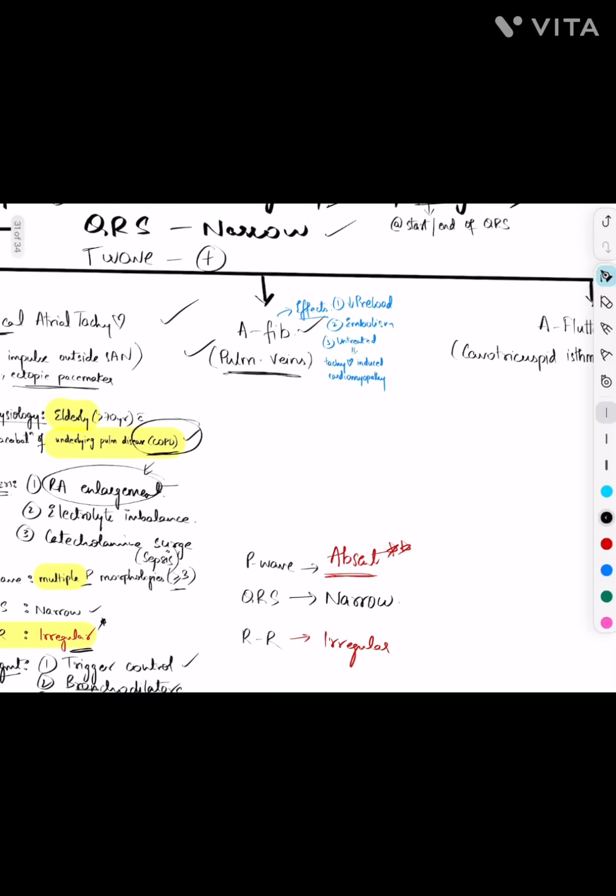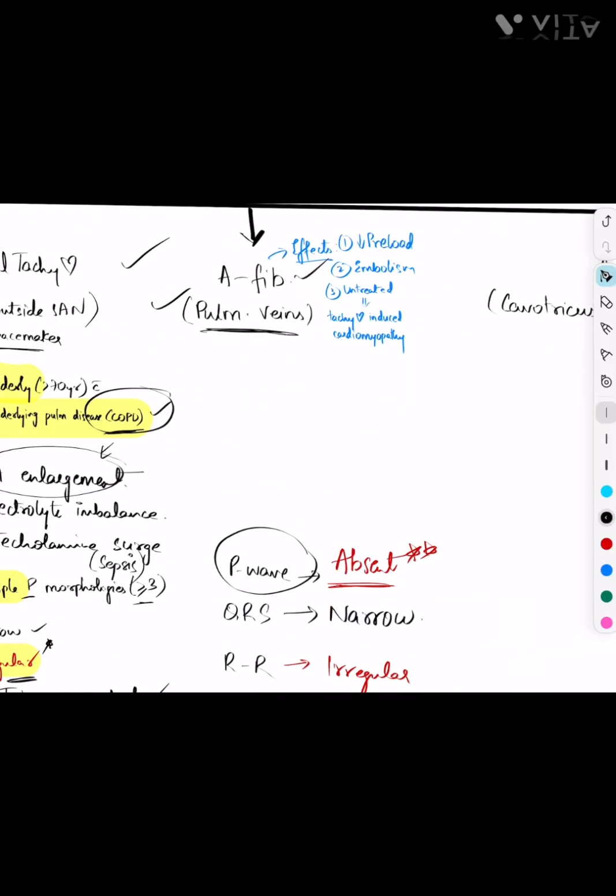Now let's talk about the effects of atrial fibrillation. Let's see what happens here. What is the P wave? P wave is atrial depolarization, correct? So during atrial depolarization, the atria contract. And here we can see P waves are absent. So when the P waves are absent, that means there is no atrial contraction.